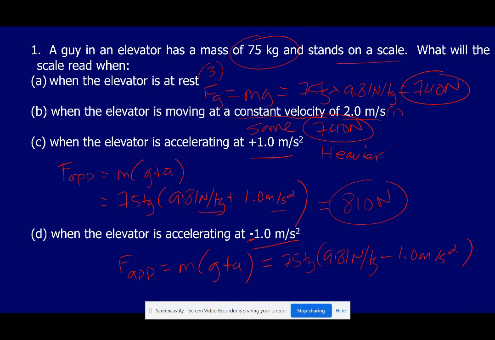Now I'm thinking we should feel lighter. This is when the elevator accelerates down. So let's type that in. Make sure you put the bracket, 75 times bracket 9.81 minus 1 this time, and I got 660 rounded to 2 digits, 660 newtons. My calculator had more digits on it, but I rounded my answer. So you feel lighter when you're accelerating down in an elevator, heavier when you're accelerating up, and if it's going at a constant velocity or at rest, you feel just your normal weight.